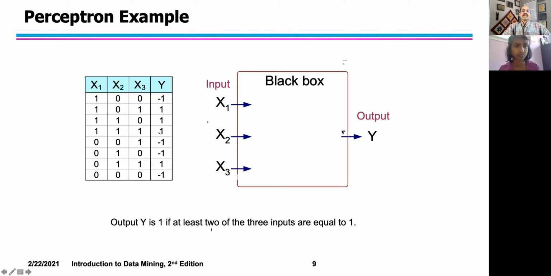So how can you do this? How can you make sure that this black box outputs a 1 when at least 2 of the 3 inputs are equal to 1? How can you do that? So remember support vector machines, and we talked about a line which separates men and women. So can we similarly separate -1s and 1s in this output, by the inputs? Can we separate by a line?